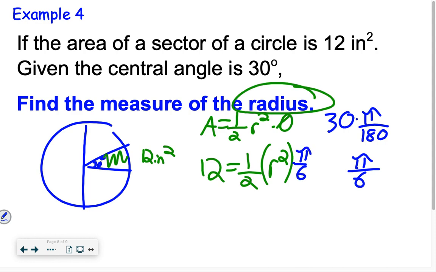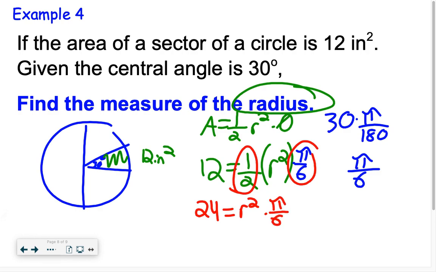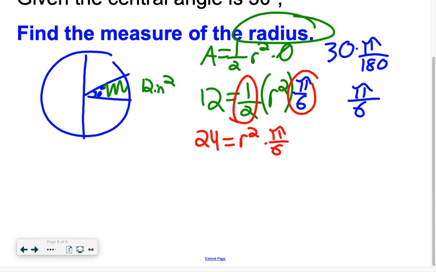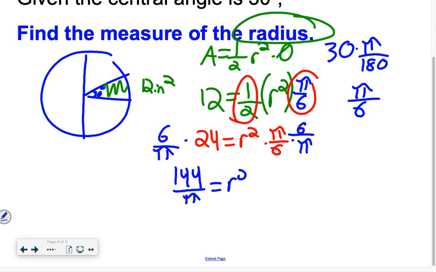Well, now we need to solve. So we need to get rid of this 1/2 and this pi over 6. Well, we'll just multiply by the reciprocal, so 1/2 multiplied by 2, right, to get rid of that. So you get 24 equals R squared times pi over 6. Now again, to get rid of a fraction, you multiply by the reciprocal, so I'm going to multiply by 6 over pi to both sides. And so we have 6 times 24, which will get you 144 over pi equals R squared, because these cancel out.